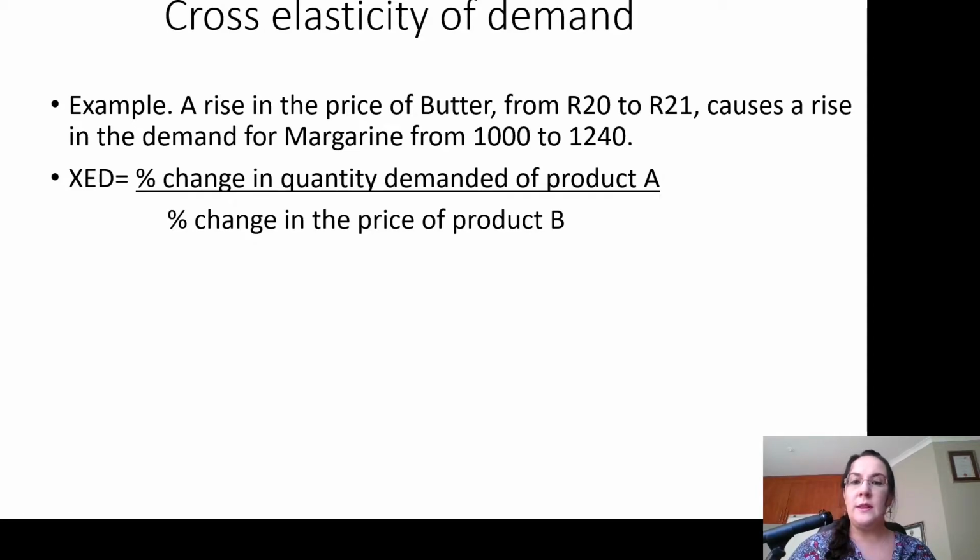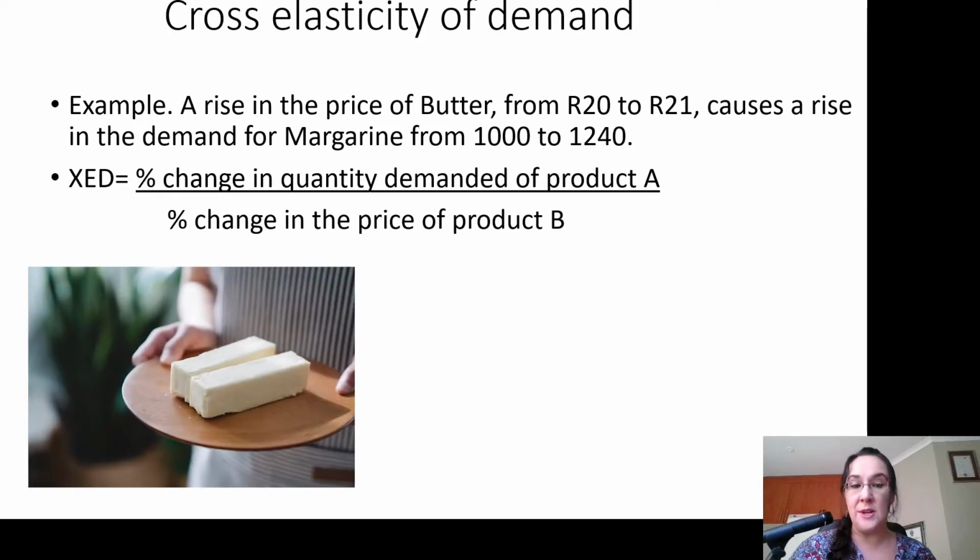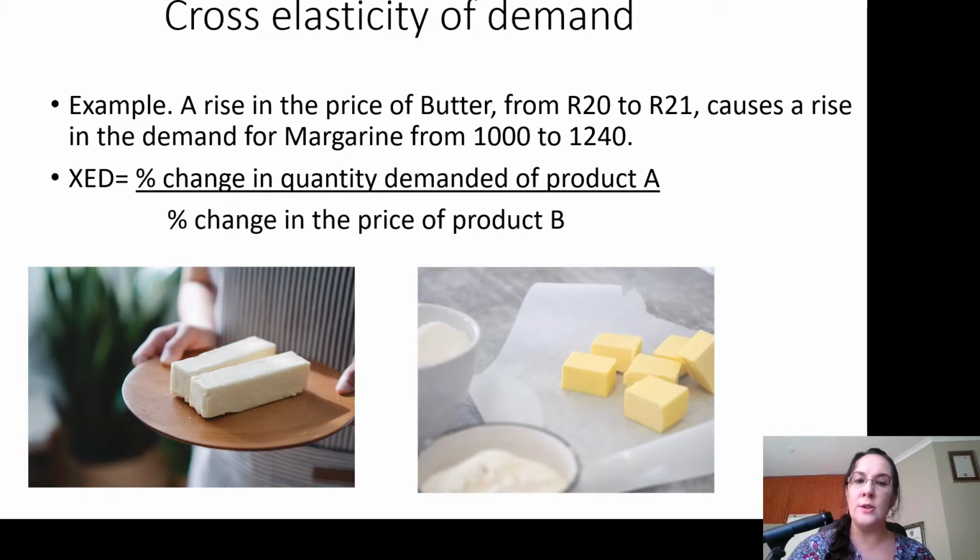If we look at this one, it says a rise in the price of butter, which I was referring to earlier, from 20 Rand to 21 Rand causes a rise in the demand for margarine from 1,000 to 1,240. And again, you will see our formula, and then we're going to move on.